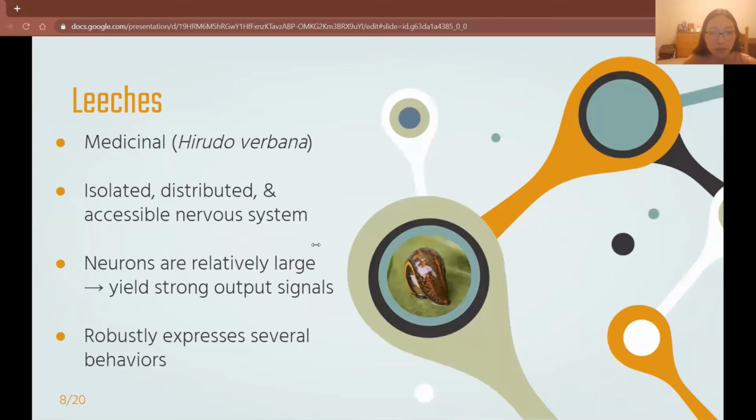So here today, we're really interested in studying leeches, specifically the medicinal leech. We study leeches because as invertebrates, they first have a relatively accessible nervous system. Second, they have relatively large neurons that yield strong signals. And third, they express identifiable behaviors, which is really crucial since our trials are divided into different behaviors.